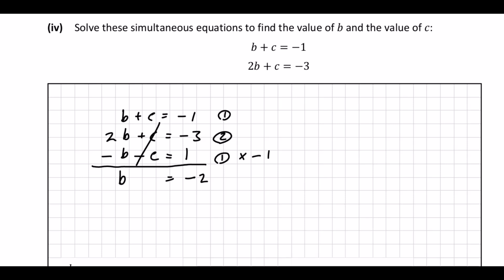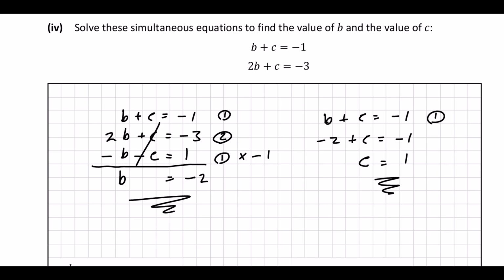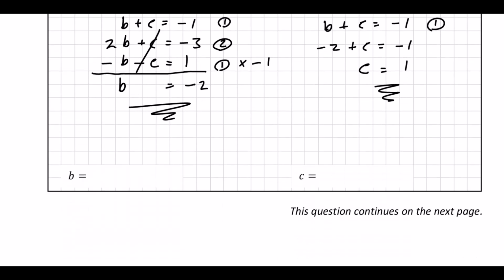So let's take one of the equations then. Let's take the first one, b plus c is equal to minus 1. Doesn't matter which one you take, it should work out for both of them. So we're going to replace b with minus 2. And we end up with c is equal to, I'm going to add 2 to this side, add 2 to this side. So I end up with c is equal to 1. So b is equal to minus 2 and c is equal to 1. That's all we had to find, the values of b and c. So we can put them in here, minus 2 and 1.